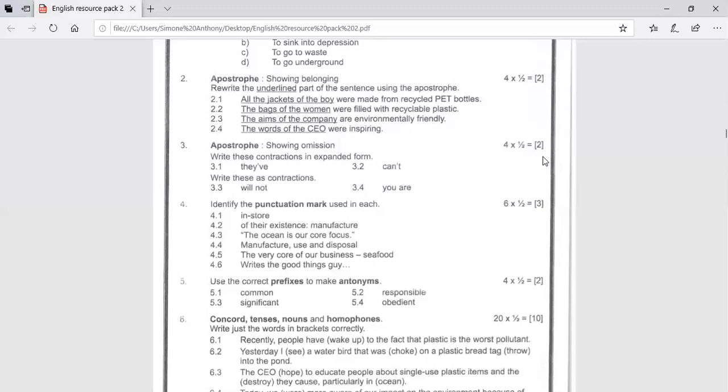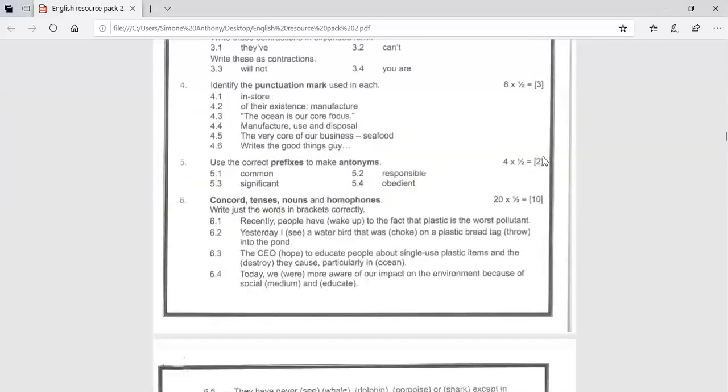Concord, tenses, nouns, and homophones. Write just the word in the brackets correctly. So now we are focusing on these aspects and we are going to write the word that has been incorrectly written. Recently, people have wake up to the fact that plastic is the worst pollutant. So that would be recently people have woken up. So the tense of wake will change.